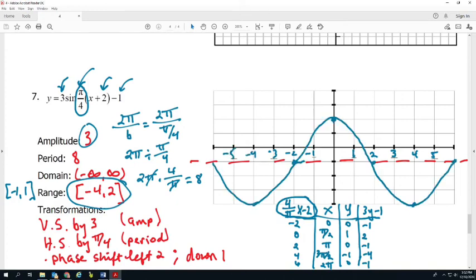Okay, so this is what our graph looks like. This time I'm going to focus on the tips right here and here. So from -4 to 4, that shows my period. So I have a period of 8. My amplitude right here, it shows that it's 3 units like it should be. So this is our graph. All right, let's do number 8 and 9.